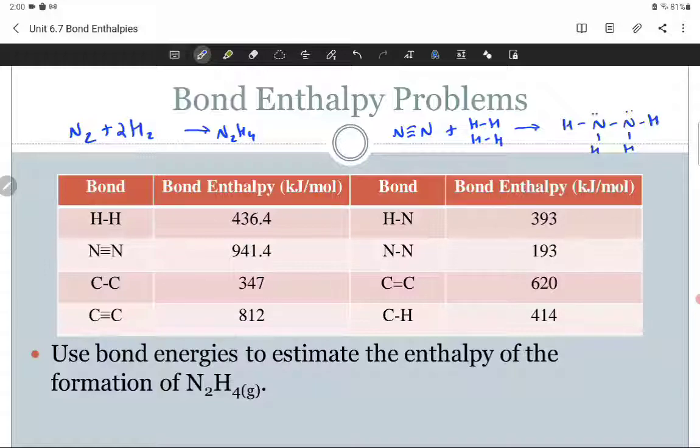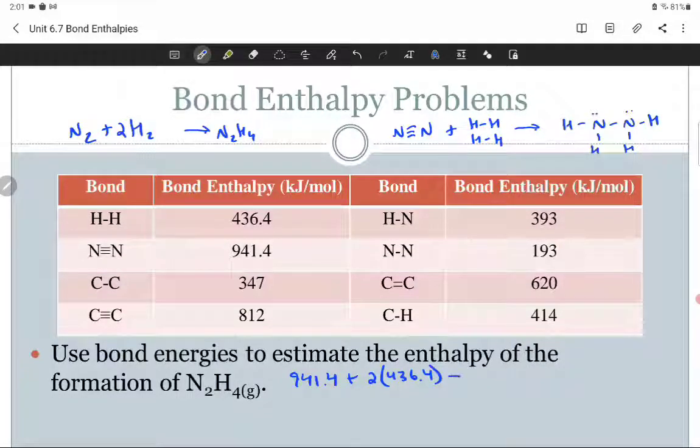Okay, so now we have all the information to be able to get this question correct. So we have an N triple bond to N, so that's 941. I'm not going to put kilojoules per mole. Everything in here is going to be kilojoules per mole. We have 2 H to H's, that's 436.4.